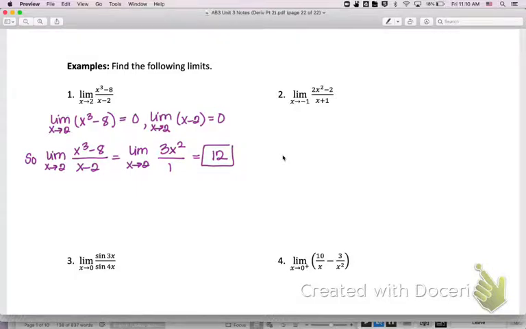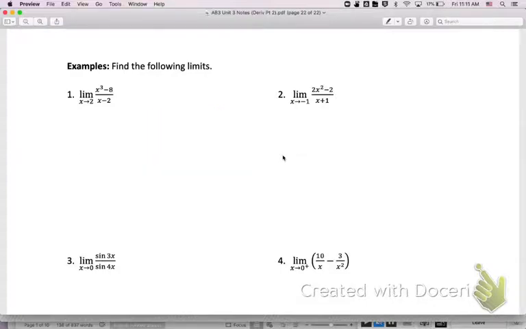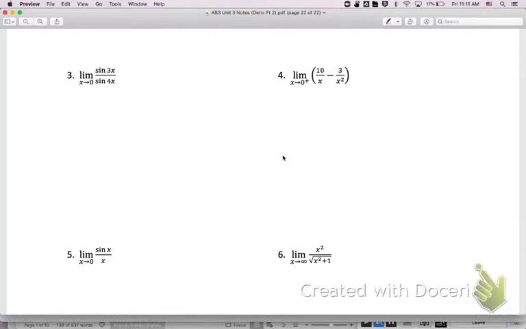Now you have to be a little bit tedious about correctly setting up your conditions and your conclusion, but that's how we can apply L'Hopital's theorem, okay? Number 2 is very similar, so I'm going to leave that one for you to look at yourself. Let's look at number 3 that has some trig functions here.